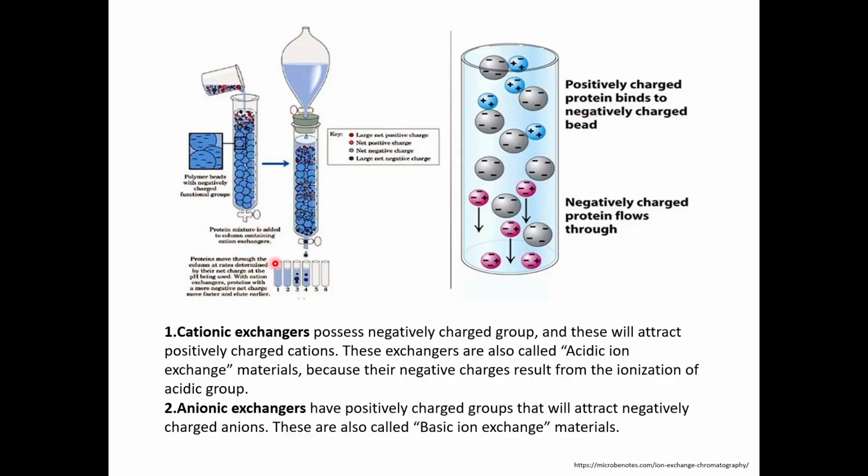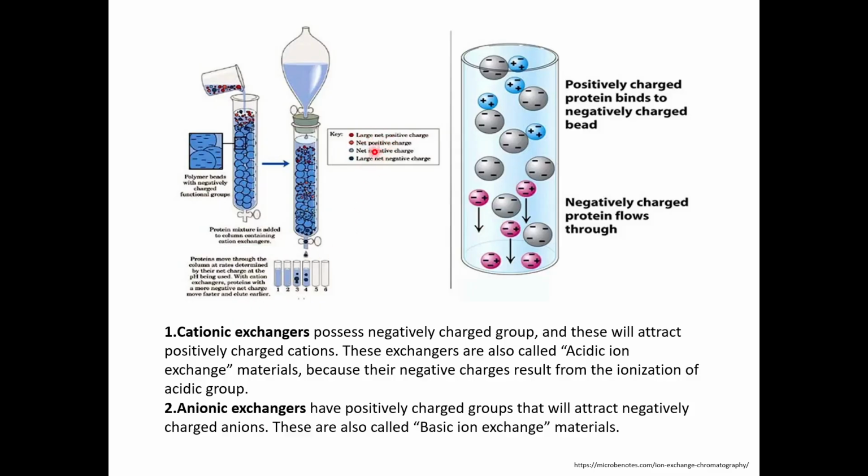So this is your basic flow. You have your polymer beads with negatively charged functional groups. Then you have your protein mixture, which is added into the column containing the cation exchanger. Then your proteins move through the column at rates determined by their net charge at the pH that is being used. And with cation exchangers, proteins with more negative net charge move faster and elute earlier.